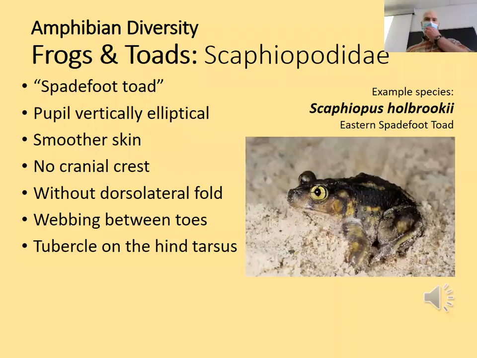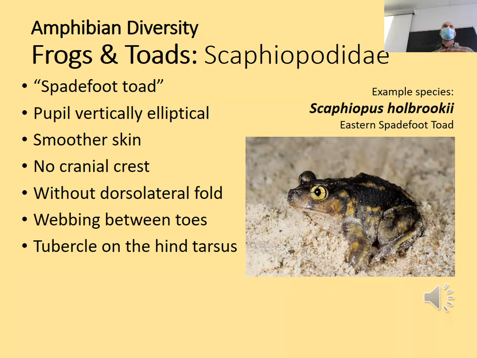Cool. All right, the last family of frogs and toads we'll talk about is Scaphiopodidae, which is fun to say. These are commonly called spadefoot toads. Again, they're toads, but they're actually not particularly closely related to the Bufonidae, the other toads. These guys have smoother skin compared to Bufonidae, and they have webbing between their toes, but they have this tubercle, this little keratinized appendage on their rear feet. And so they're really good at digging, and they often live in pretty arid environments.